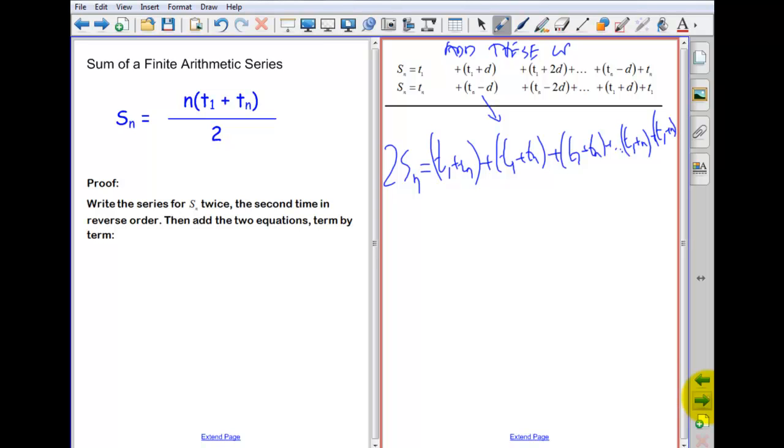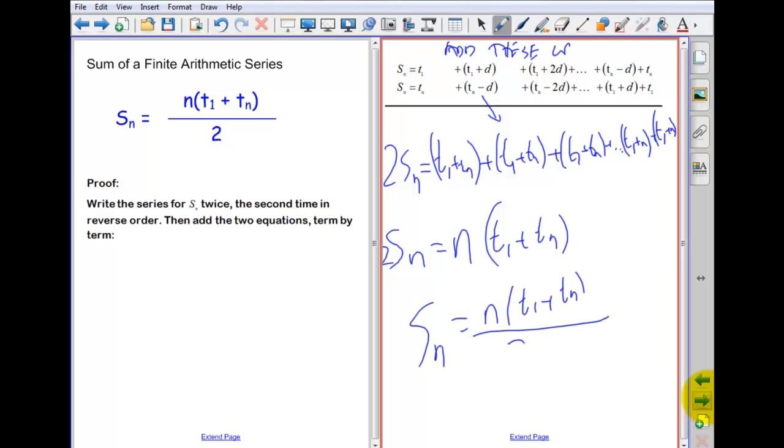It just remains to see, though, how many of these do we have? 2 times S sub n equals t sub 1 plus t sub n, times n, because we actually included every term in the sequence here. We just listed them all backwards. And then you divide by 2. That's the cleanest proof.